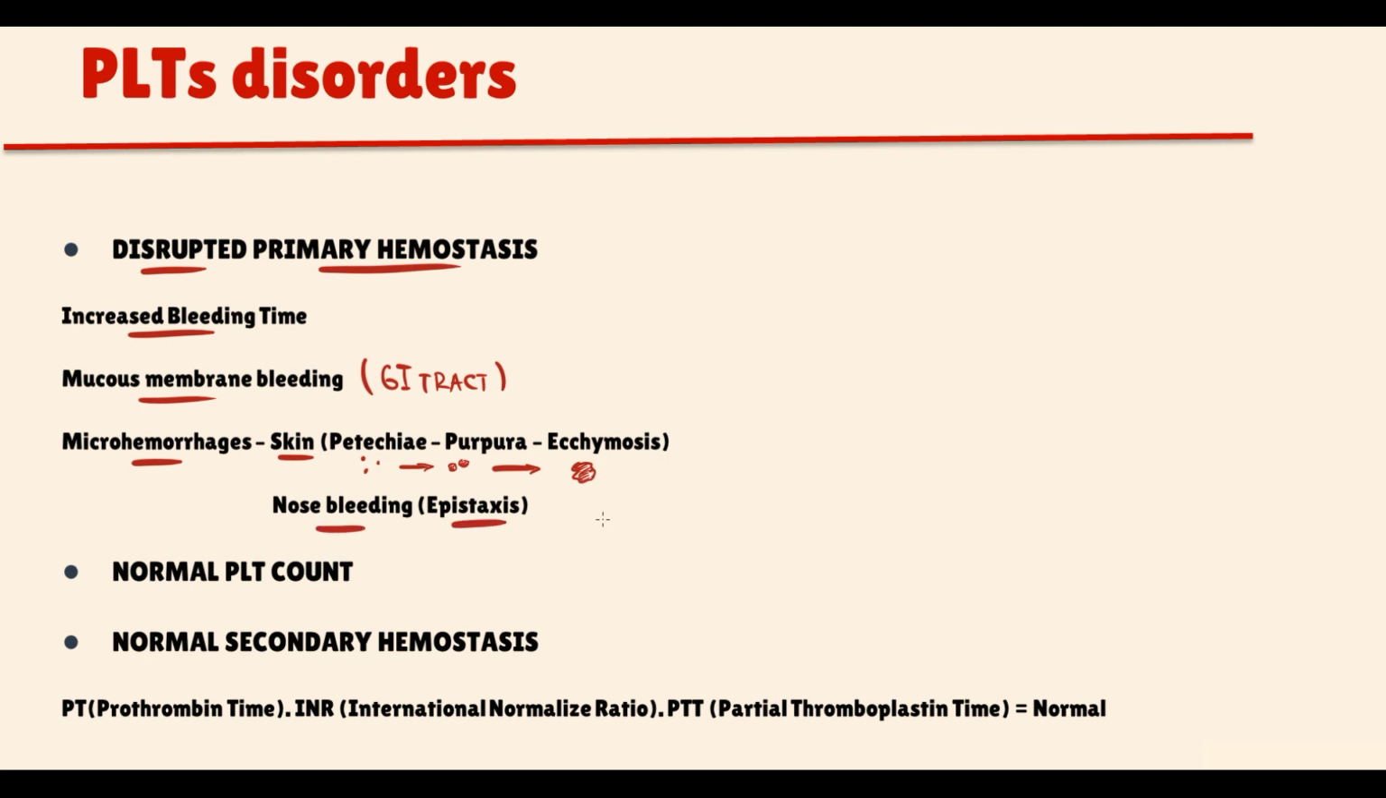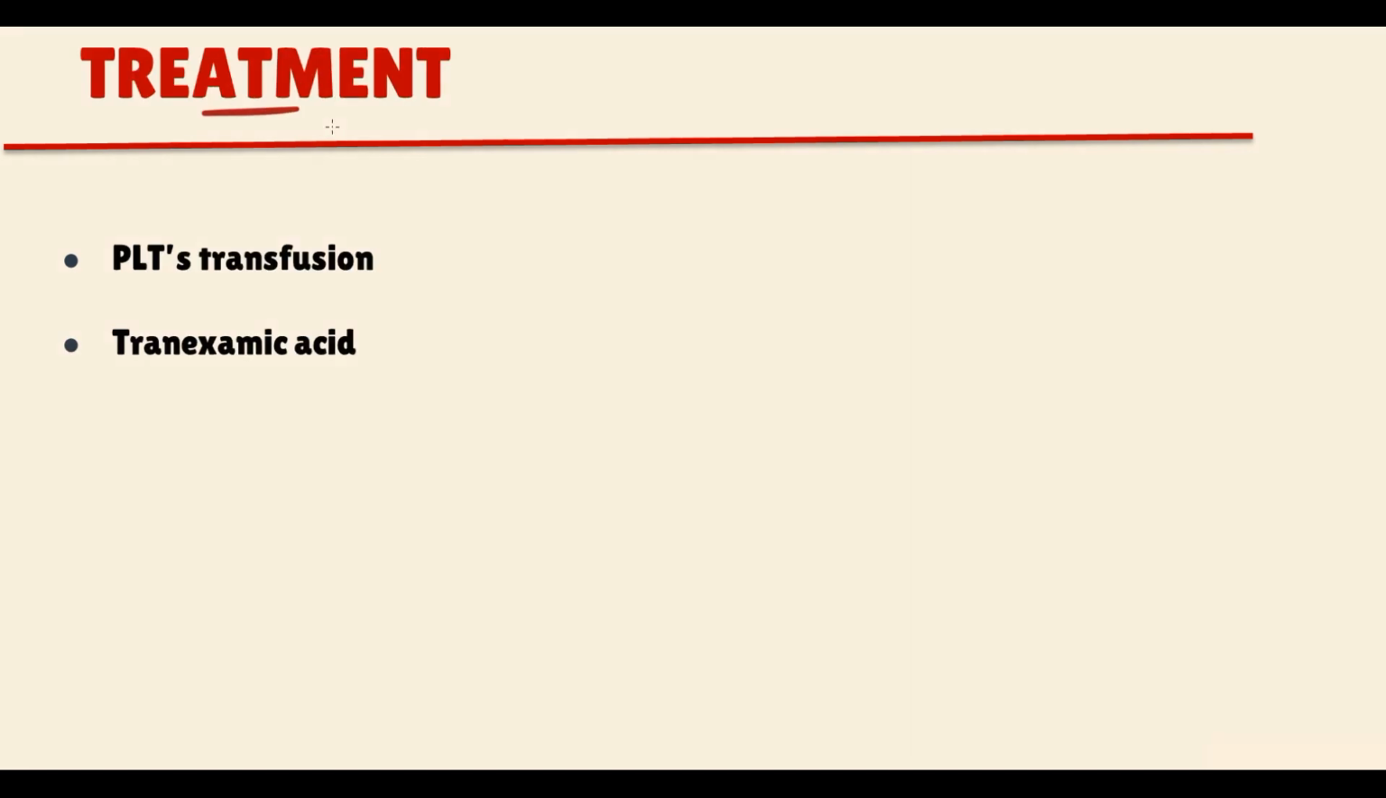Also important that in both disorders, platelet count is normal. The problem here is the production of pathological receptors on the platelet surface, but not the production of platelets in general. Also very important that secondary hemostasis is not affected at all, and because of that, prothrombin time, international normalized ratio and partial thromboplastin time will be completely normal. The treatment is also the same for both disorders. The major treatment is platelet transfusion. Also we can use tranexamic acid.